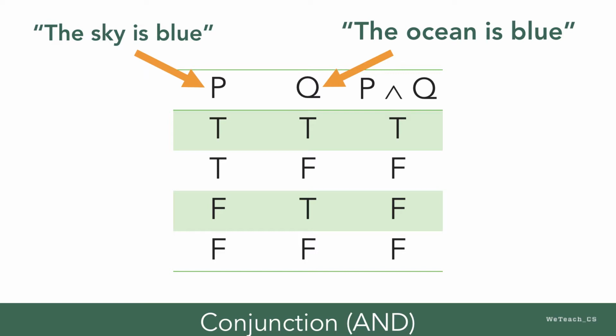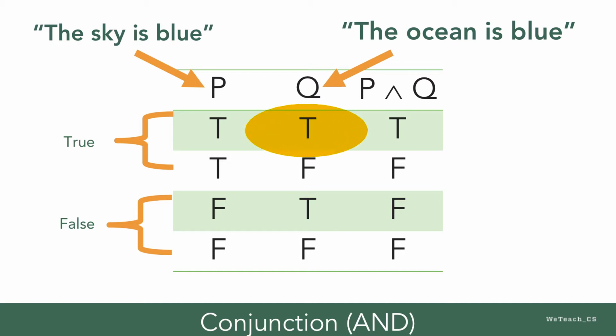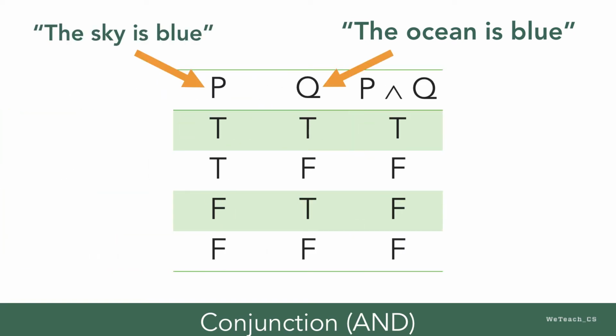Notice how we employed our convention for the first column, assigning the first half of the rows the value of true and the second half the value of false. For the second column, we alternate true and false. Notice that P conjunction Q is true when both of the parts are true. So, let us recap what we have just seen. P conjunction Q is true when both of these variables are true.